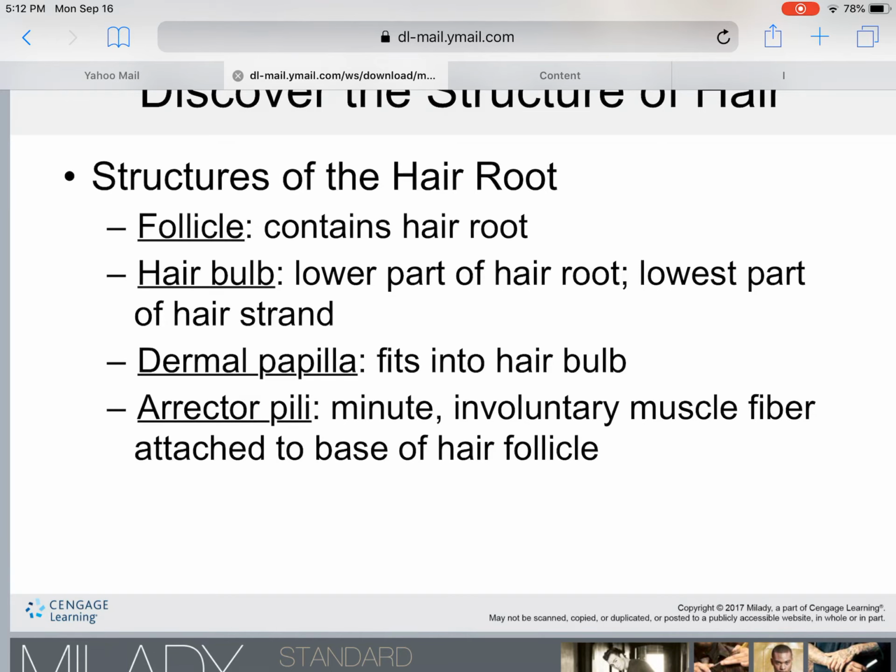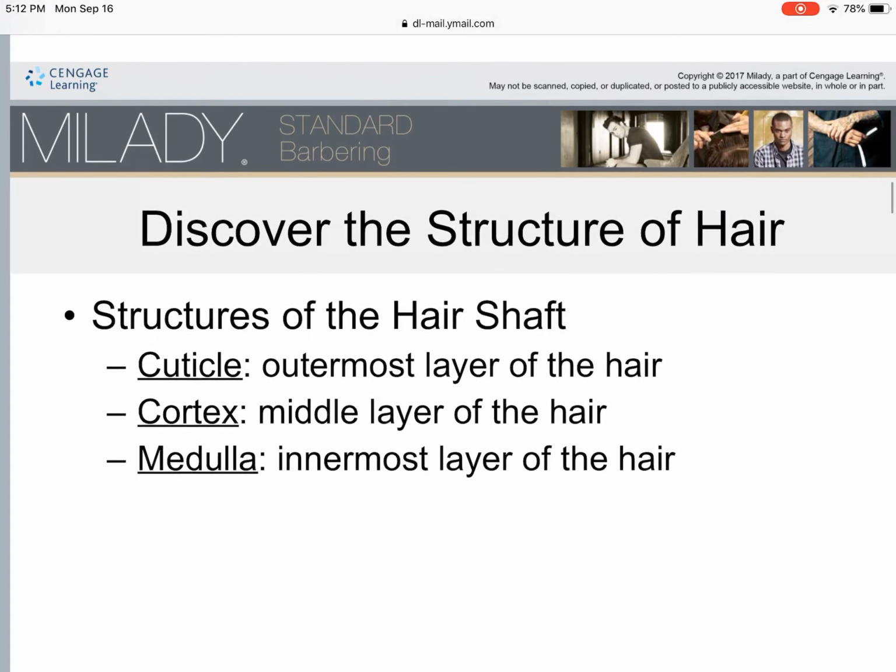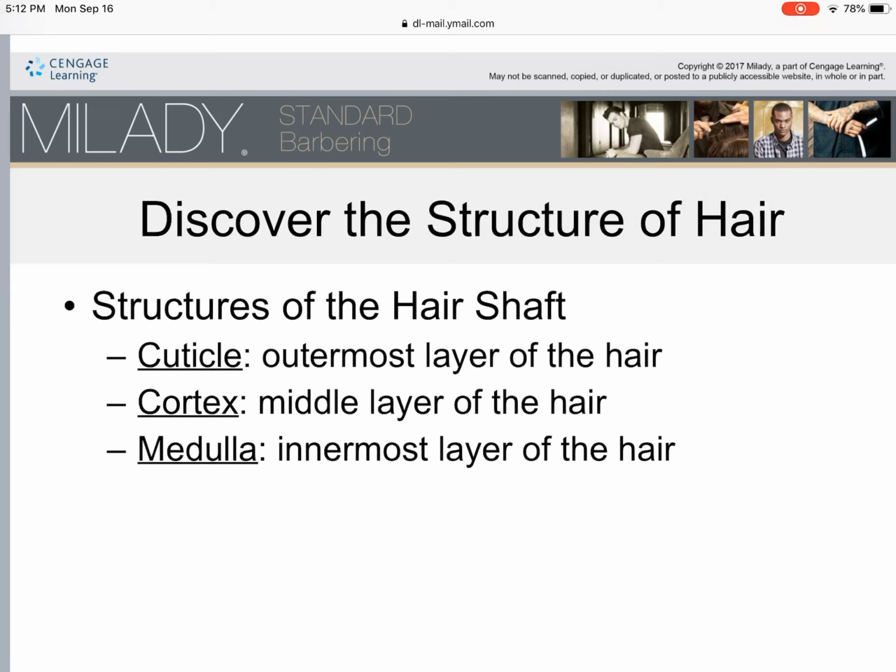Okay. What is the structure of the hair shaft? The three layers are its cuticle, cortex, and medulla.